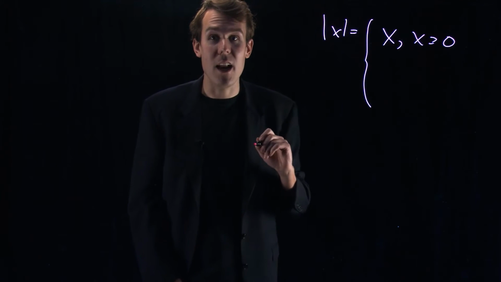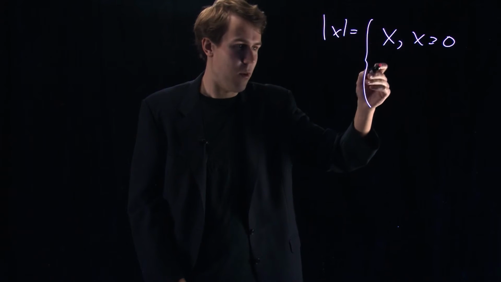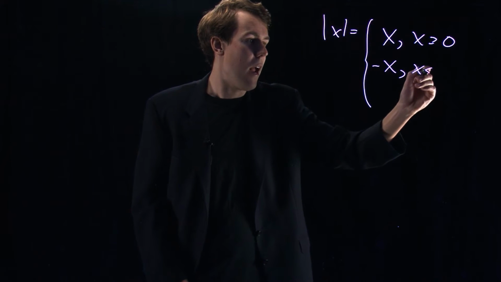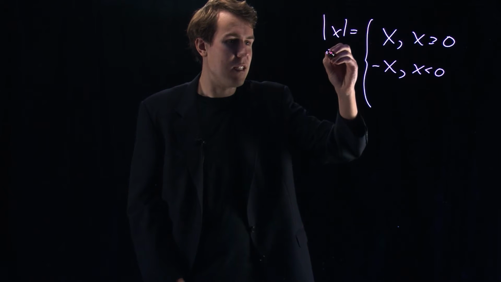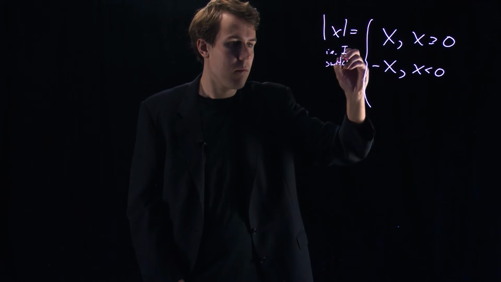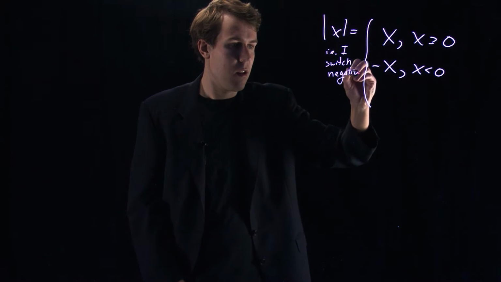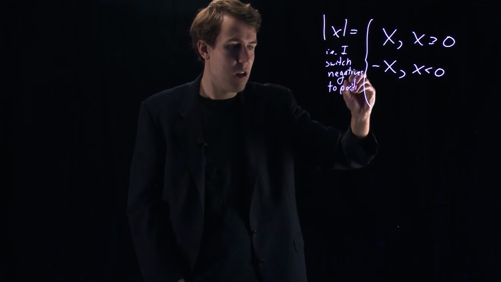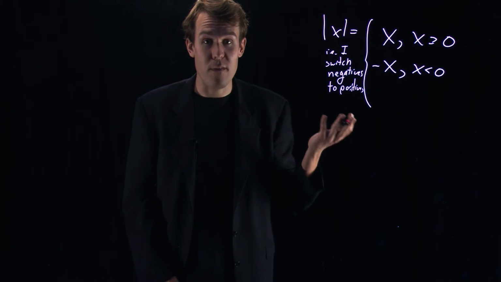If my input is not a negative number, that is, if x is greater than or equal to 0, I don't do anything to it. But if it is a negative number, then I output negative x. Another way of thinking of this is I switch negatives to positives, and I leave positives alone. So this is nice. This is a rule for how the absolute value function works.